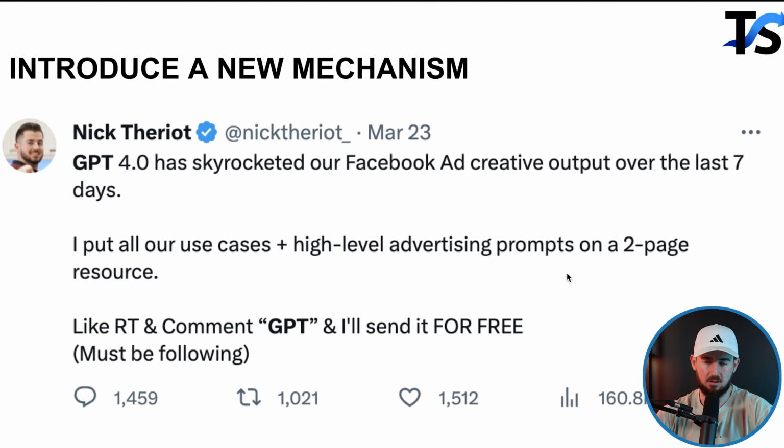This is something else that I did personally. GPT 4.0, this is back in the day when ChatGPT came out. GPT 4.0 has skyrocketed our Facebook ad creative output over the last 7 days. So I'm talking about a desire, which is increasing the number of Facebook ads that we can push out on a weekly basis. And then I'm just introducing a new mechanism, which is GPT 4.0. And here's how you can do that yourself.